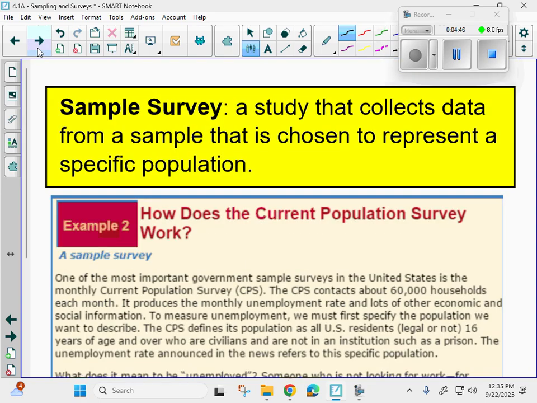A sample survey is a study that collects data from a sample that is chosen to represent a specific population. So it's just any study that's collecting data. I don't know that we need to write that definition down. It's pretty basic. A sample survey is just collecting data from the sample.